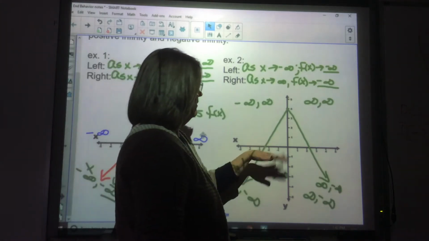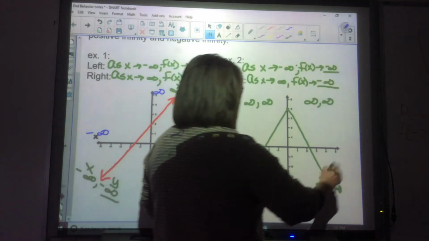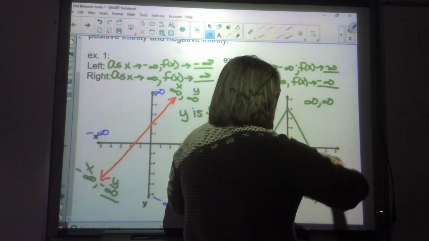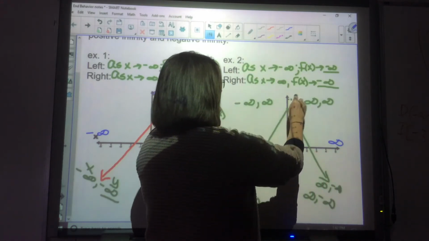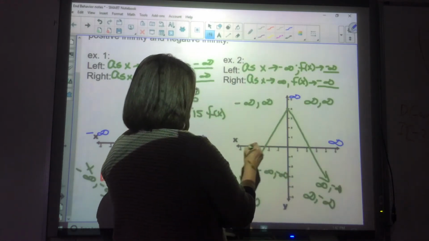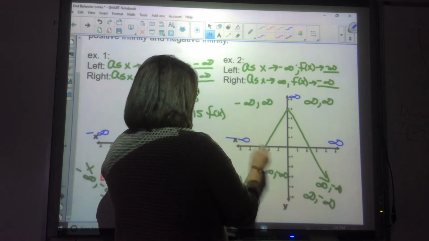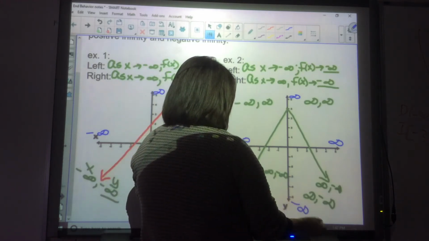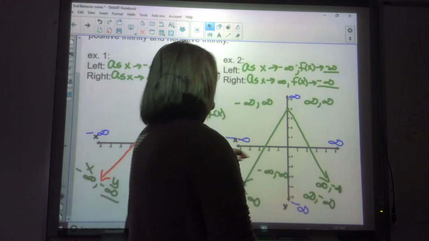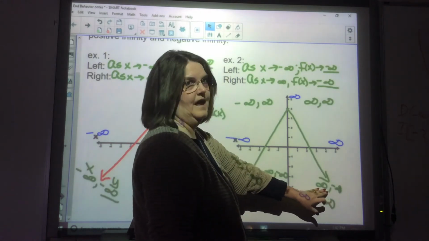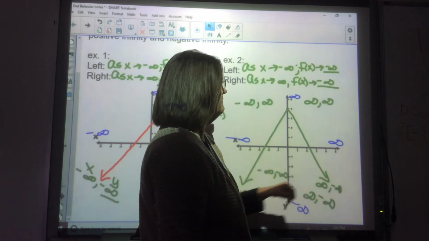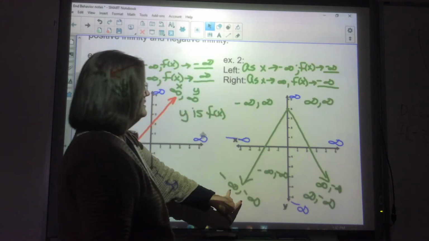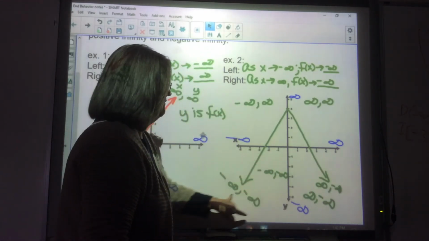So if we come over to this graph, and remember, x goes forever that way, so this is infinity. Y goes forever that way, so that's positive. Both those are positive. Going forever this way is negative, and going forever down is negative. And so when we label this arrow with its x and its y, its x is infinity, its y is negative infinity. We come over and label this arrow, it's negative and negative.